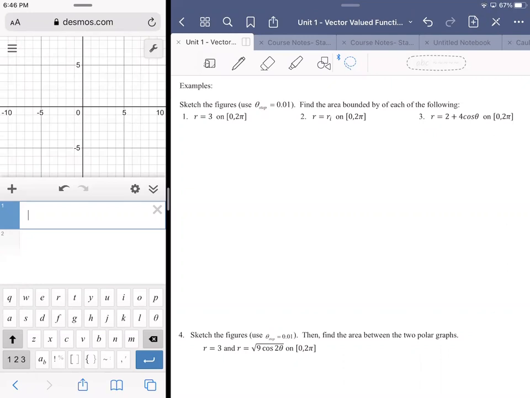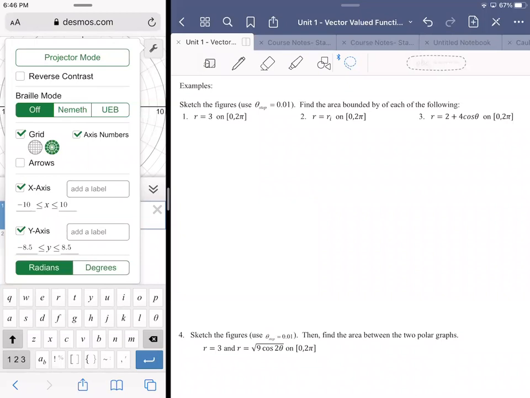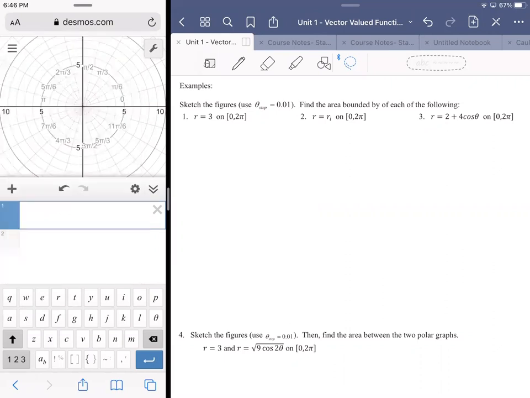So to get it into polar form, you hit that little wrench, and tap on that grid that looks like a polar grid. Make sure you're in the right domain. Right here it says -10 to 10 for x and -8.5 to 8.5 for y. I don't care about that as much as I care about the radians/degrees part of it. You'll see each of the domains here are in 0 to 2 pi. That's a radian measure. So unless you want to think of everything in terms of degrees, keep it in radians, make sure it's in radians, and then go from there.